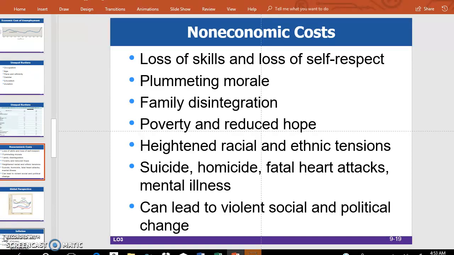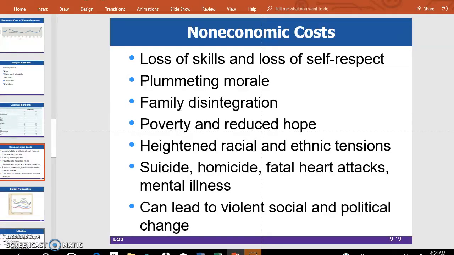Now, what about the non-economic costs of unemployment? Unemployment doesn't only impose a monetary cost; it has non-monetary cost. So, like this loss of skill and loss of self-respect. The worker is unemployed; he has no job, so he's losing his skills, right? And if time goes by, he will lose more and more. And also, he's not earning any money. He has lack of opportunity.